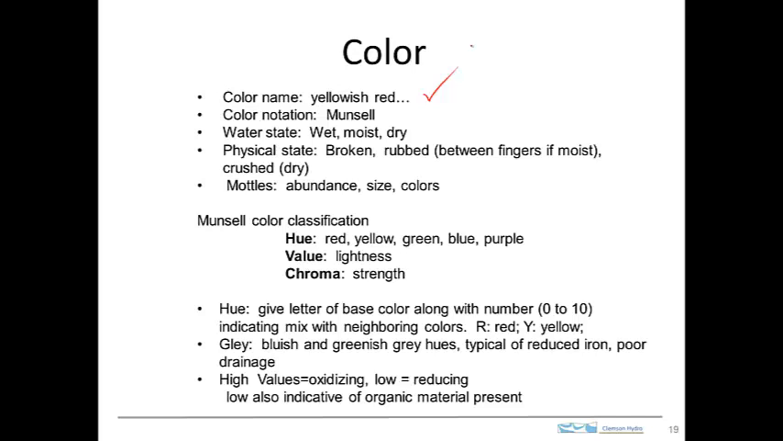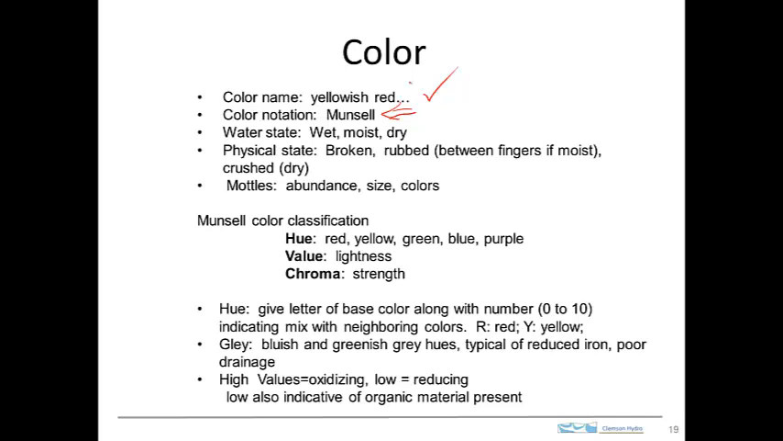So, to get around this, we'll use a standardized color description scheme, and the scheme that's usually used is the Munsell color chart. That'll give us a way to unambiguously describe the soil. When we make the description, we should also note the moisture state of the soil, whether it's wet, moist, dry, and so on, because the moisture state will affect the color.